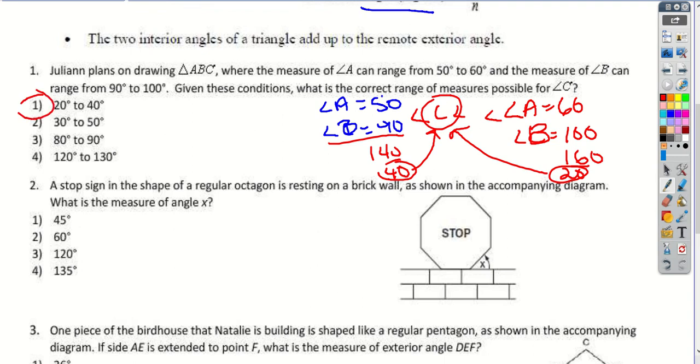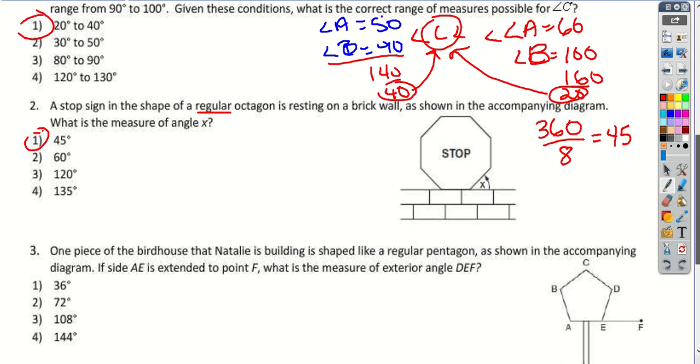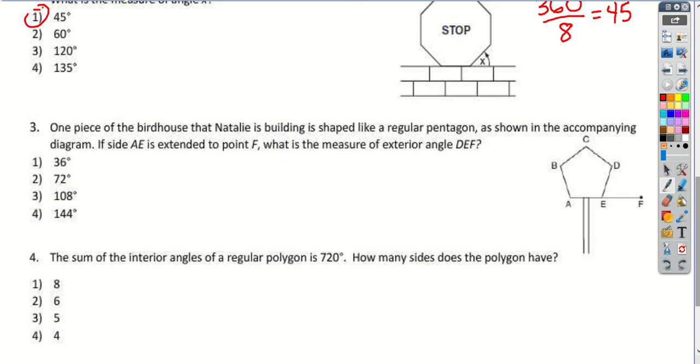Number 2, we have a regular octagon, which means all the sides and angles are equal. We want to know what x is. So remember, the sum of all the exterior angles is 360. We have an octagon, so we just divide by 8. 360 divided by 8 is 45, and so we know that this is my answer. Next, one piece of a birdhouse Adelaide is building is in the shape of a pentagon. If A is extended to point F, what's the measure of the exterior angle here? Same thing, regular. So I want to do 360 for all of them, divided by 5 for the pentagon. It's going to go in there 72 times. So that's my answer.